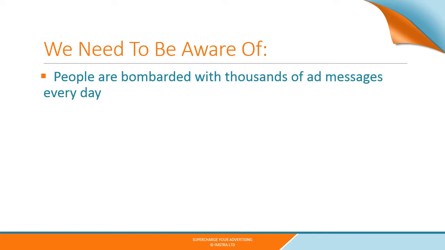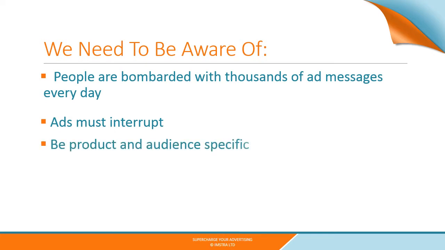To get our ads noticed, we need to interrupt what people are thinking about. And we do that by being very specific about what we're offering and to whom. It is almost impossible to get noticed when you're offering everything to everybody, as those ads in the classified section that I showed you in video 1. So what we need to do is be very specific, both on what we're saying and who we're saying it to.